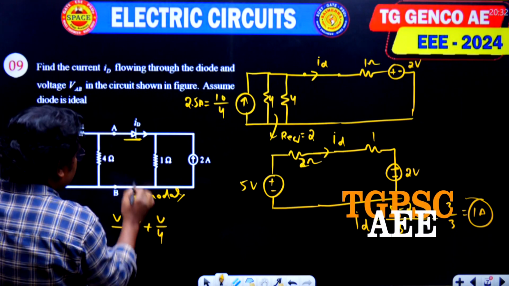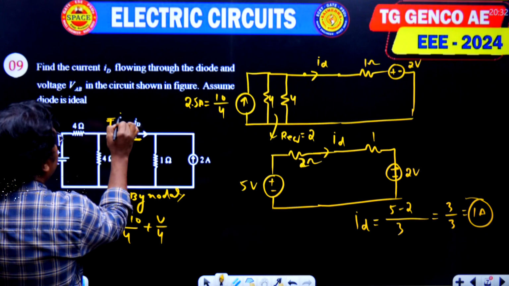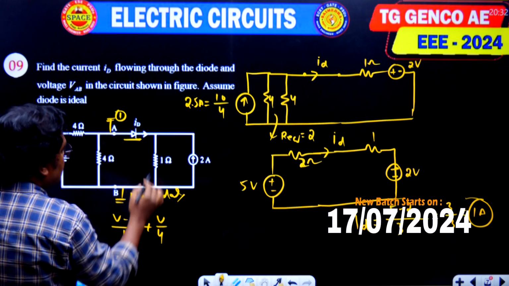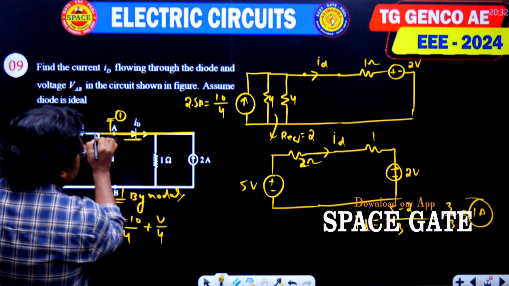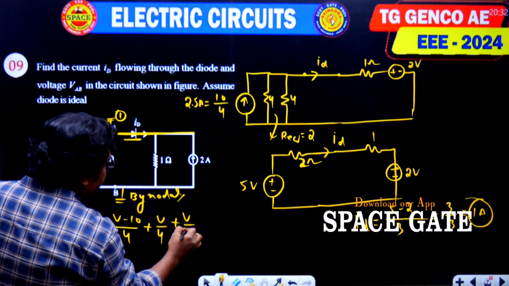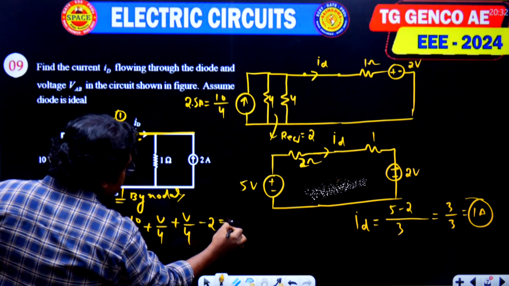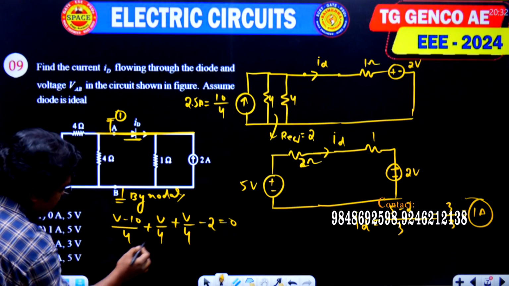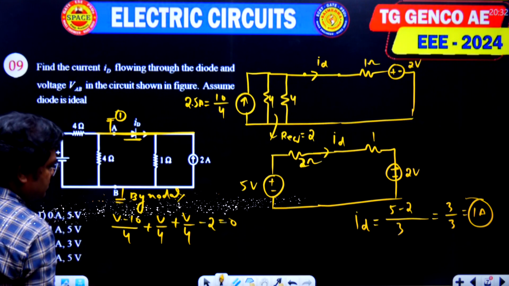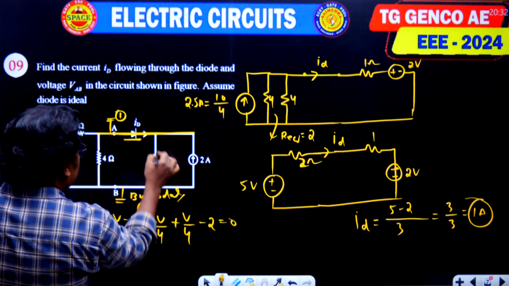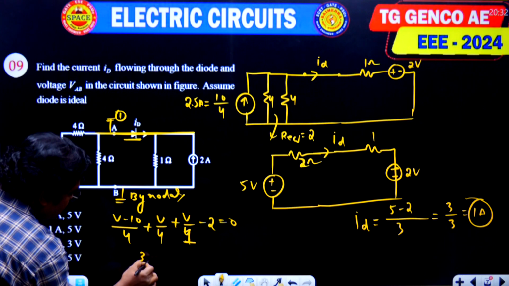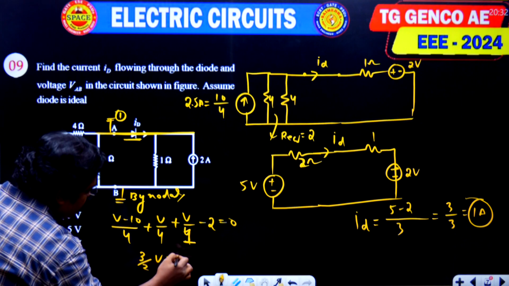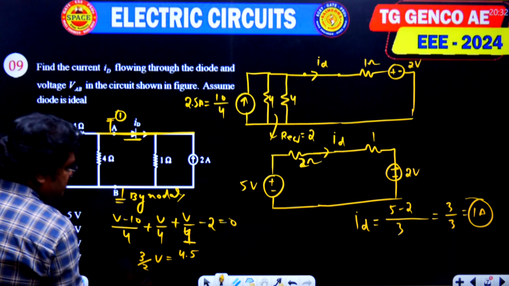So the voltage across VAB. I consider that this one is the principal node and this is the ground. So now this current is equal to, this is the one node. So here plus V by 4, minus 2 is equal to 0. So V by 4 and V by 4, V by 2. Now this one is V by 4 and this is V by 1. So here 3 by 2 times V is equal to 4.5.